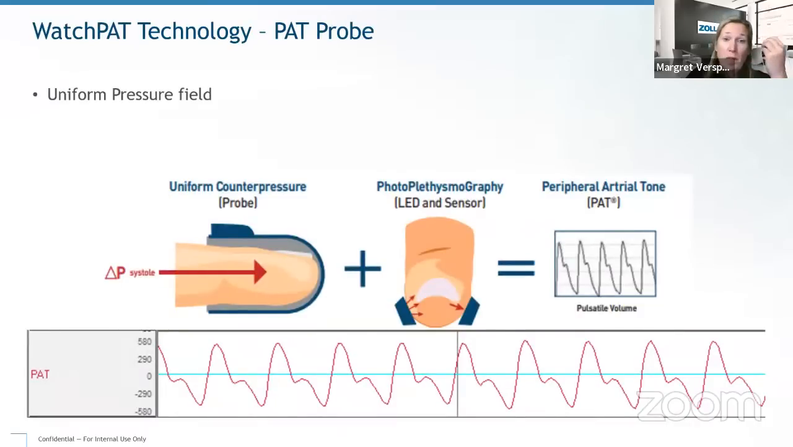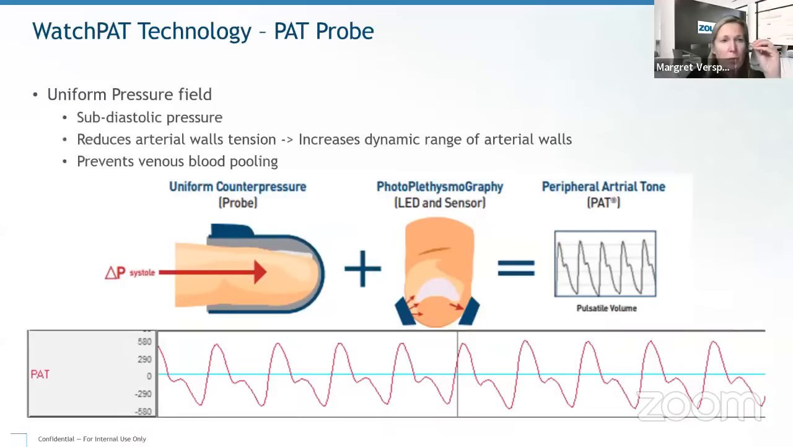So again, what's PAT technology? A uniform pressure field is important. There is photoplethysmography, and we measure from that the PPG with a uniform pressure field. We have the PAT signal, and this is your pulsatile volume. This is how we can see the heartbeat of each patient. So this is the PAT.